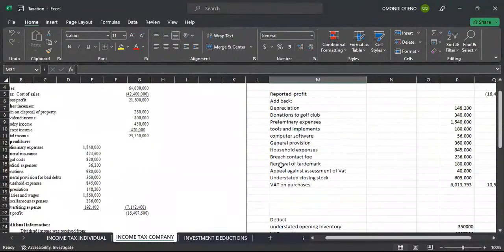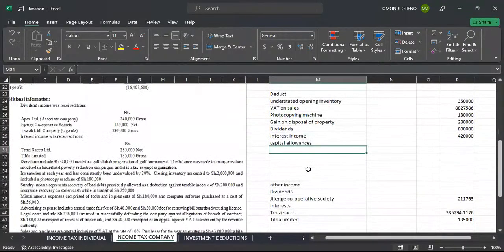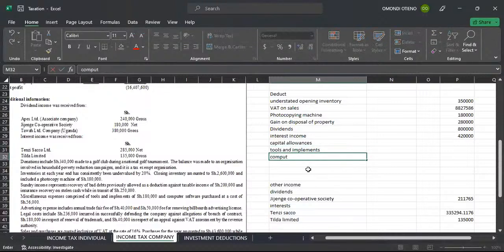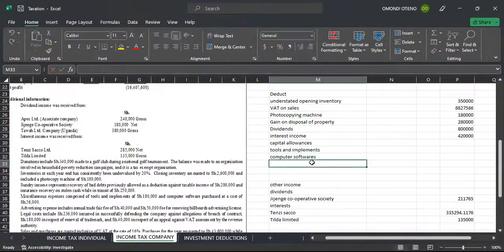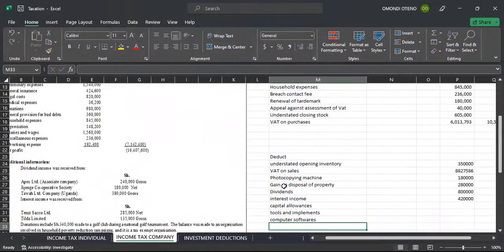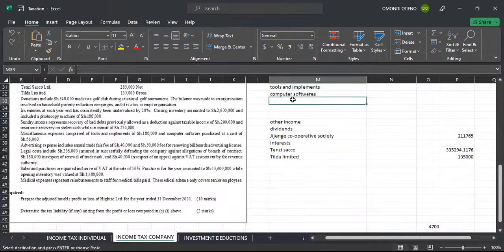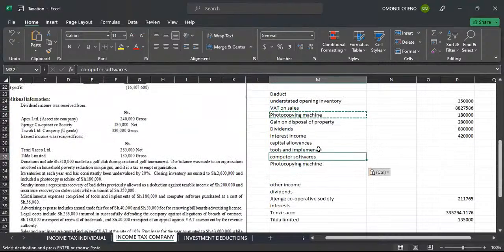If you come to this section here, how many assets did we have? We had tools and implements. We add computer softwares. So we have tools and implements, we have computer softwares. And then we also have what we deducted due to the way it affected our profit, that is the photocopying machine. The photocopying machine will also be brought to that particular area. So let's put them with their values. The tools and implements.